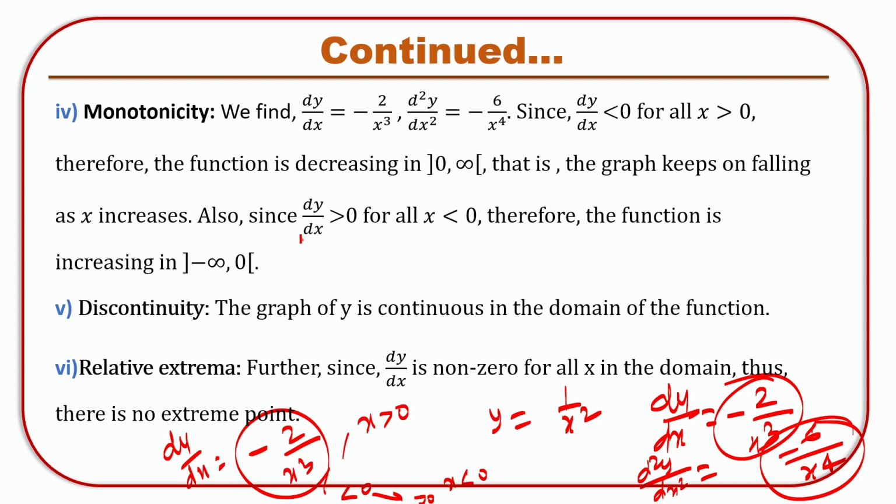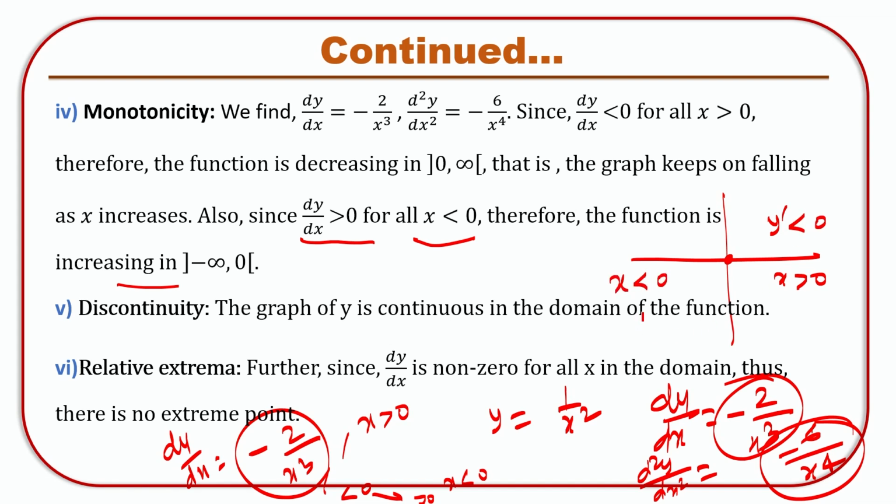So, since dy/dx is greater than 0 for all x less than 0, the function is increasing there. For all x greater than 0, dy/dx is negative, and for all x less than 0, y' is positive, right. And that means the function is increasing in this range, and in the other range the function is decreasing. That is what monotonicity gives us.